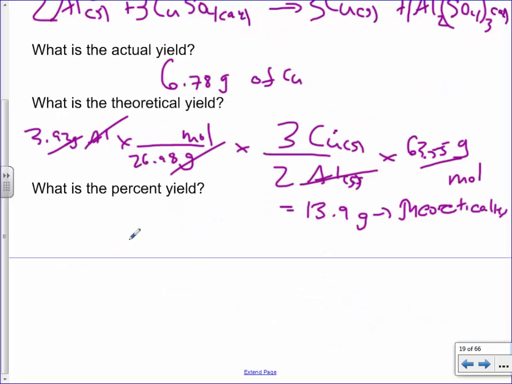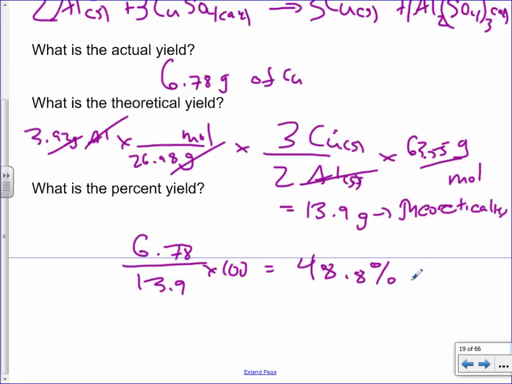Let's find your percent yield. You should have gotten 13.9, but instead you got 6.78. 49. I get 3 sig digs though, so 48.8. Okay. So let's say this was your conclusion then, and I asked you to conclude, was this a successful lab? 48%? No. I mean, you could argue, well, I guess it was.